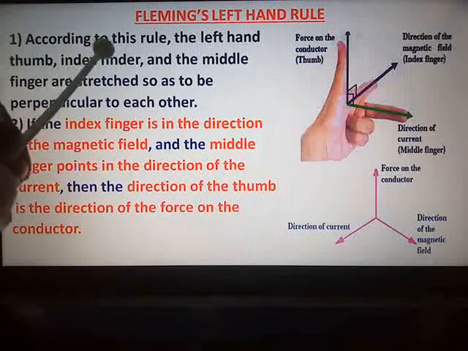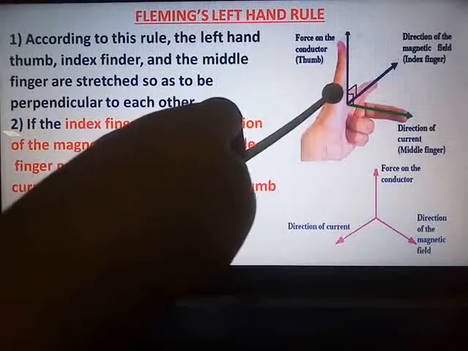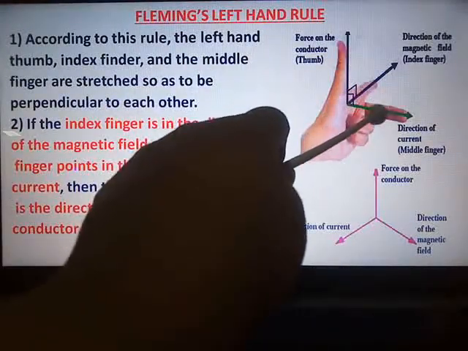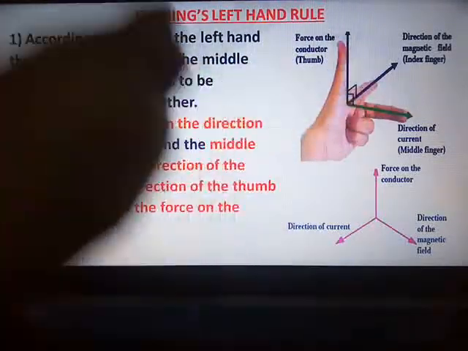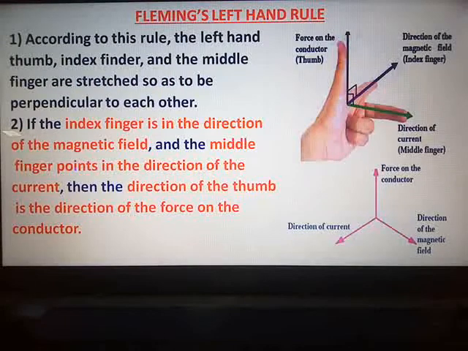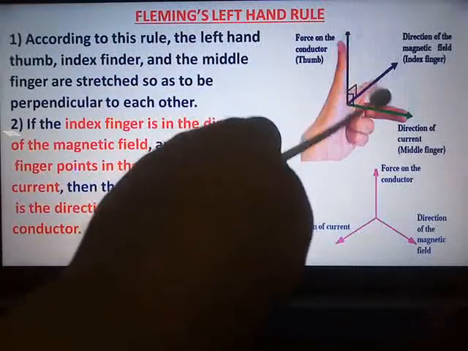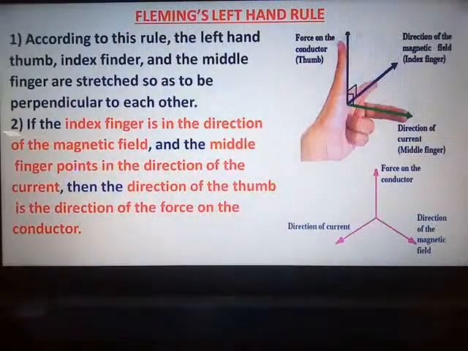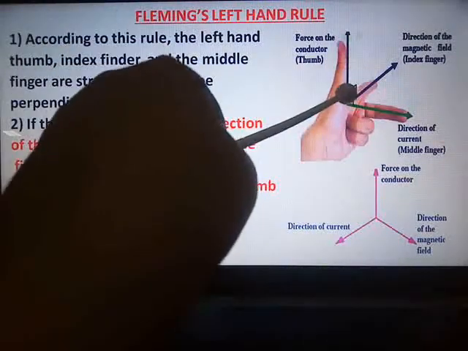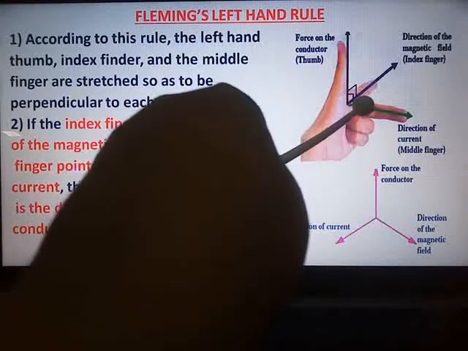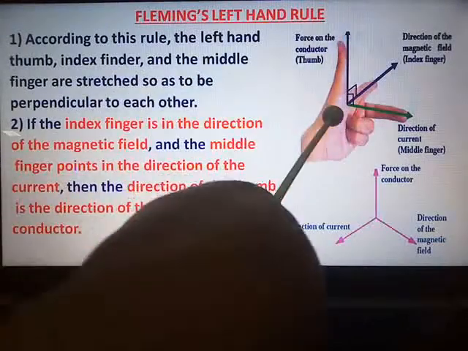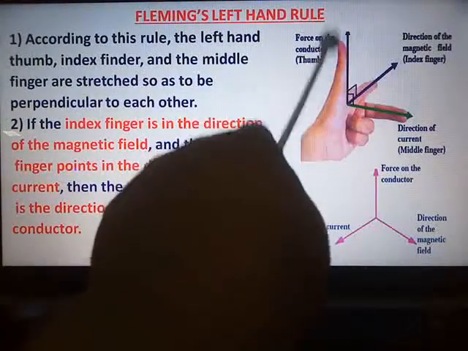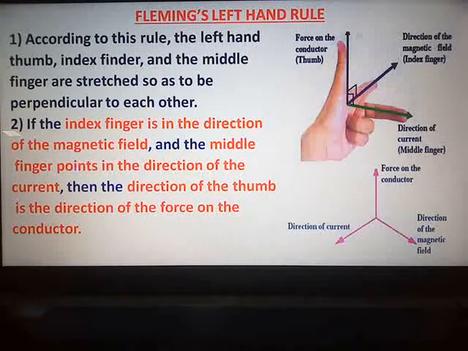According to this rule, the left hand thumb, the index finger and the middle finger are stretched so that they are perpendicular to each other. You can see, making an angle of 90 degrees. Now stretch in such a way that the thumb, index finger and the middle finger are perpendicular to each other. Here, if your index finger is in the direction of magnetic field and the middle finger points in the direction of current, then the direction of the thumb is the direction of the force which is exerted on the conductor, on the wire. This is Fleming's left hand rule.